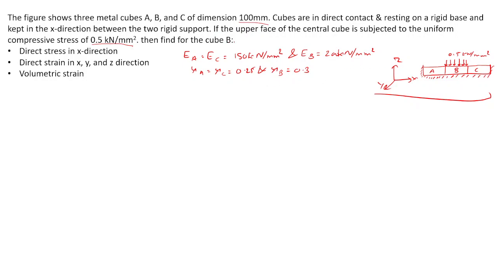Now we have to find, for the cube B, the direct stress in the x direction. What is the x direction? This is the x direction. Okay, in this direction you have to find the stress, and the strain in the x, y, z directions. In all three directions we have to find the strain, and the volumetric strain for B. For all these things we have to find them for the cube B. So any idea how we can proceed? It may be wrong, you just try.